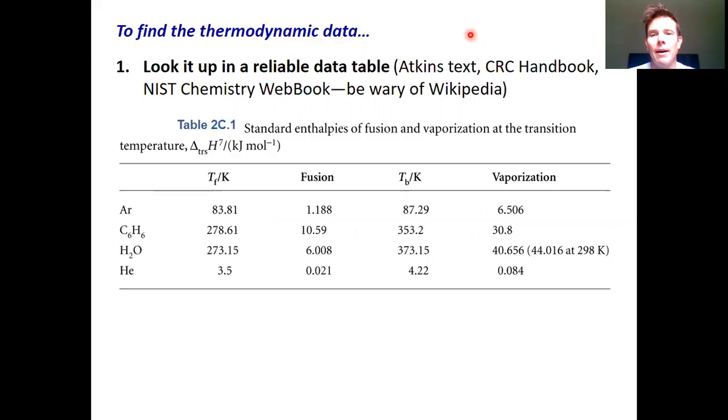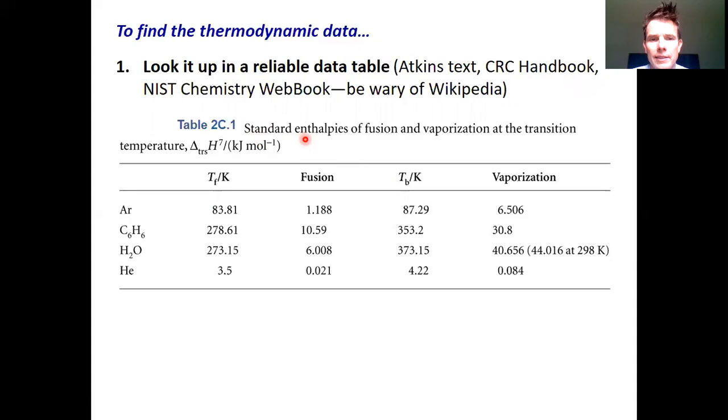I'm going to suggest to you that the Atkins textbook, CRC handbook, and the NIST chemistry webbook are all really good places to find thermodynamic data. I think it's always a good idea to be wary of Wikipedia. I've seen countless errors on Wikipedia, so be a little wary of that. Although I suppose there's errors in these things too. But anyways, here's an example from Atkins.